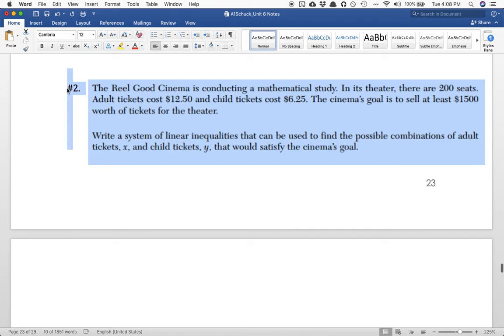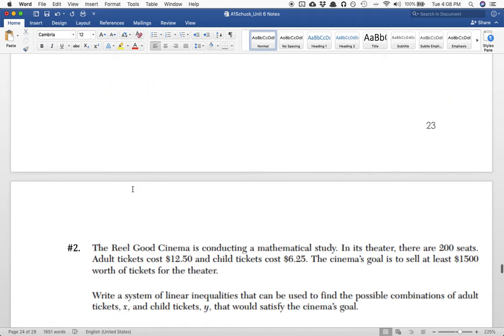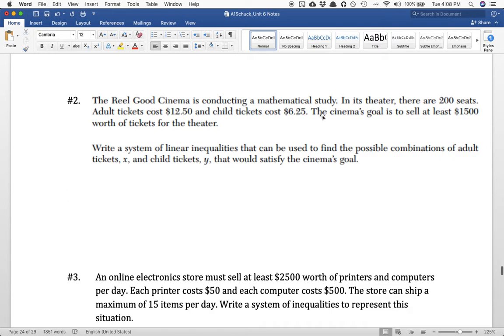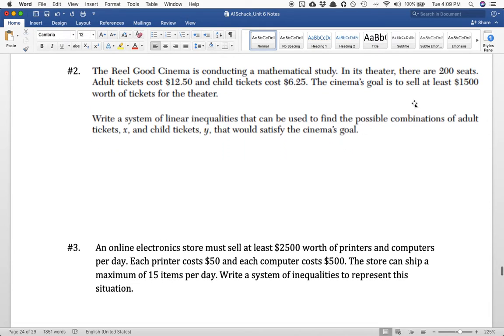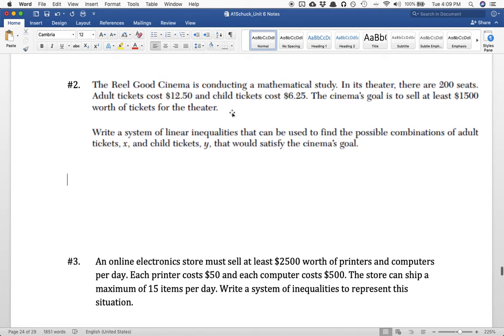The Real Good Cinema is conducting a mathematical study in its theater. There are 200 seats. Adult tickets cost $12.50 and child tickets cost $6.25. The cinema's goal is to sell at least $1,500 worth of tickets for the theater. Now, is this a two-scenario or a value and amount type of question? What I'm seeing is I have an amount of seats and a value of the cost. This is a value amount question.